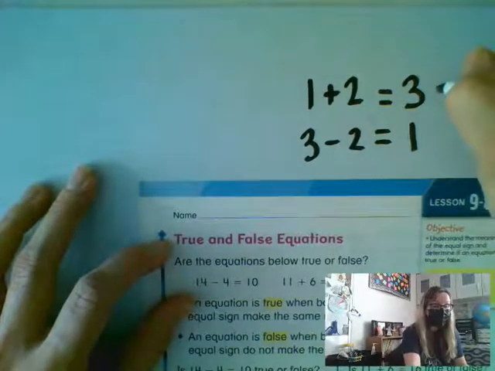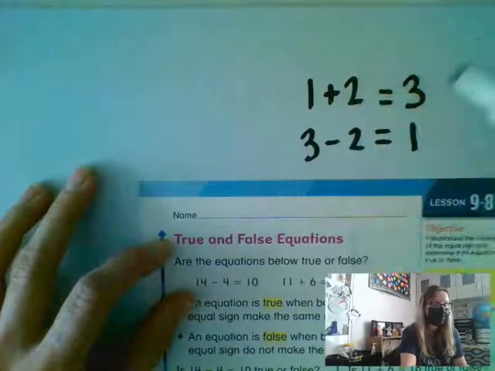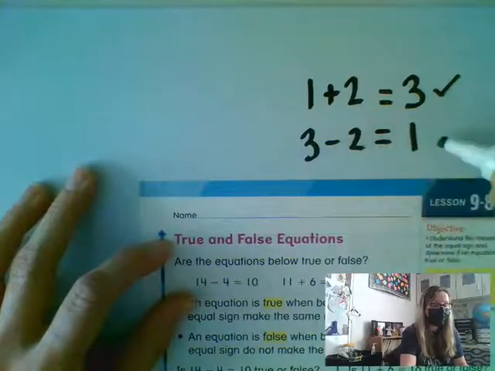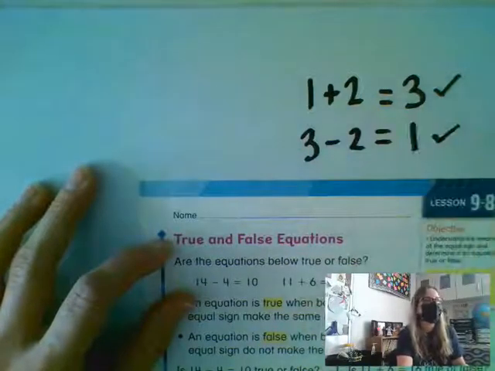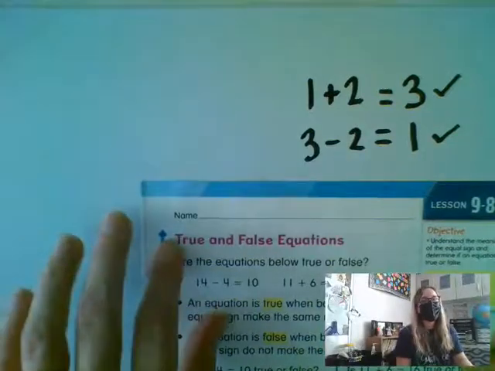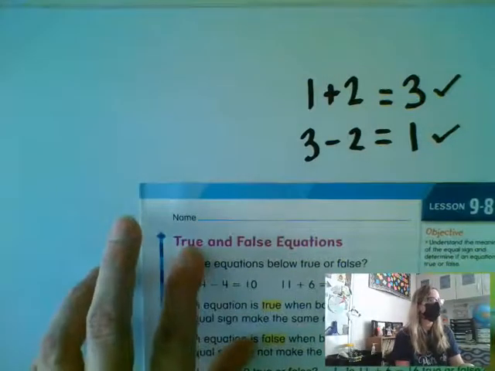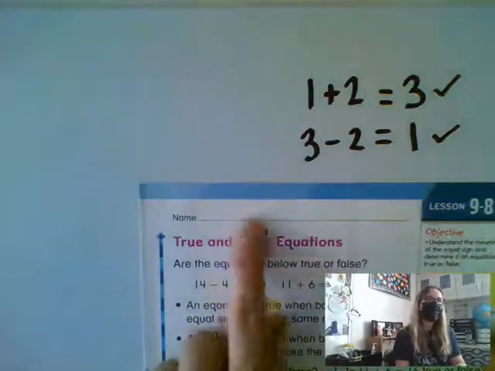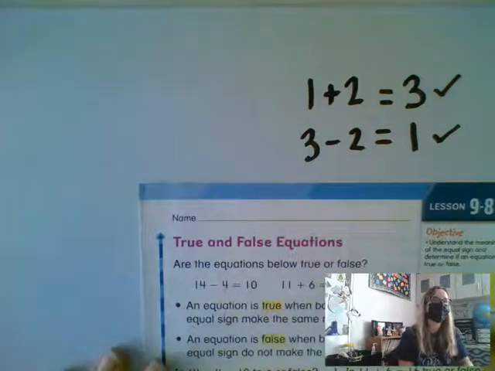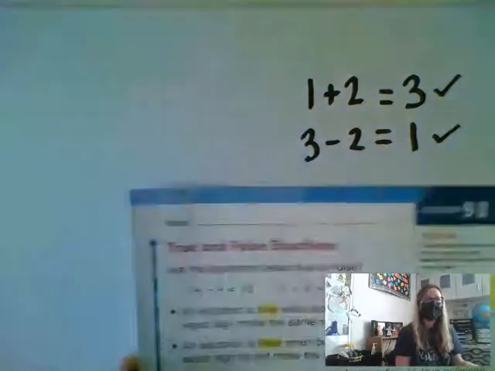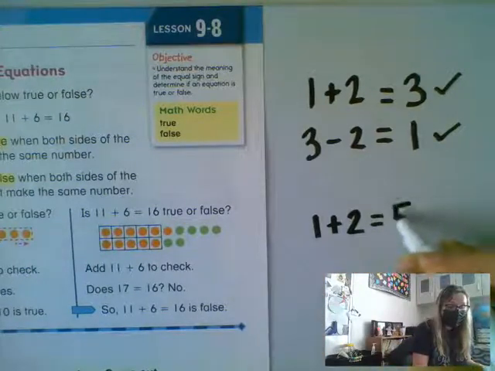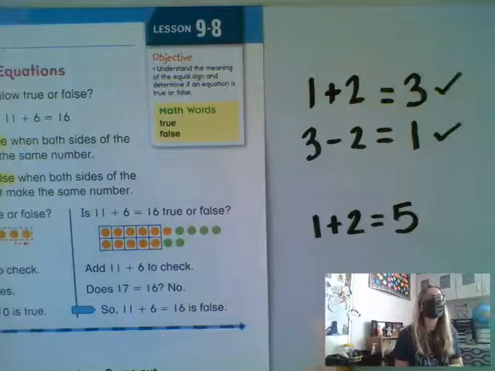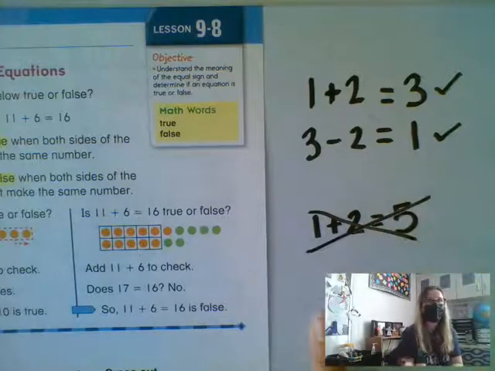So both of these number equations, 1 plus 2 equals 3 and 3 minus 2 equals 1, are both true equations because they are correct. It is the right answer. So now, if true means the correct answer to an equation, Beckett, what do you think a false equation would be? The wrong answer. So an equation that has the wrong answer. So for example, if I said 1 plus 2 equals 5, that is not correct. They are not equal. So this is a false equation, okay?